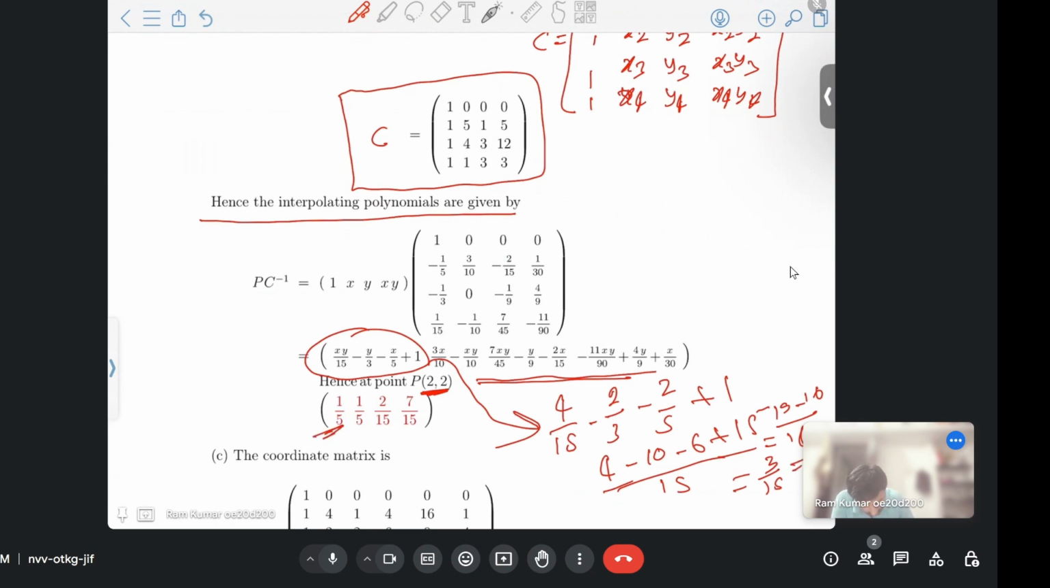And for this second element also. So this is the second element.